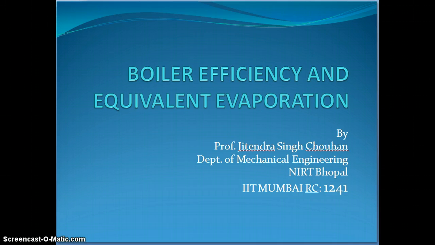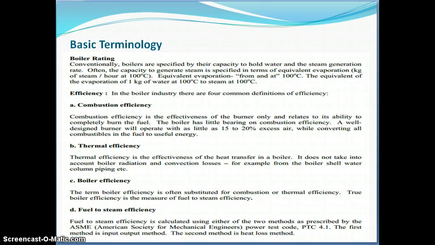I'm giving you a flipped video on the boiler efficiency and the equivalent evaporation. So let's quickly go through some of the basic terminologies as of now. When we talk about the boiler rating, we normally want to know the capacity of the boiler as far as steam generation is concerned. Normally, 1 kg of water at 100 degrees centigrade, the boiler needs to produce steam out of that 1 kg of water. So that will be the equivalent of evaporation.